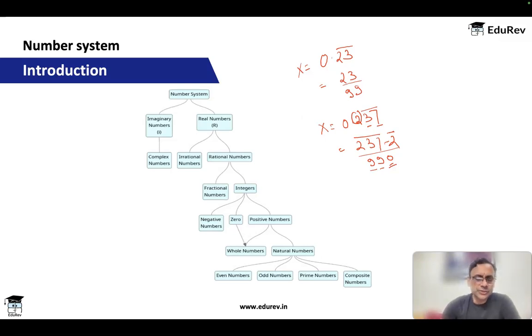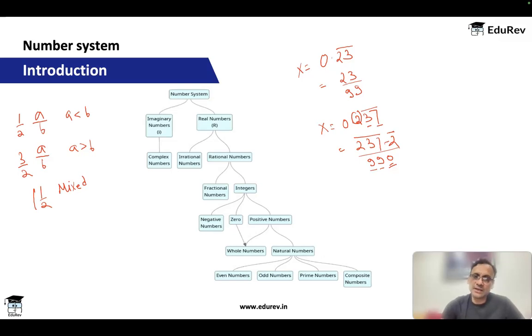Okay. So let's go further down. Rational numbers are fractional numbers and integers. Your fractions are of 3 types. You have a fraction a by b, where a is less than b. This is called a proper fraction. A greater than b is called an improper fraction. So for example, 1 by 2 is a proper fraction. 3 by 2 is an improper fraction. And 3 by 2 can also be written as 1 and 1 by 2. So this is not a third type, but it is another way of writing an improper fraction, and this is called a mixed fraction. So we have proper, improper, and mixed fractions.